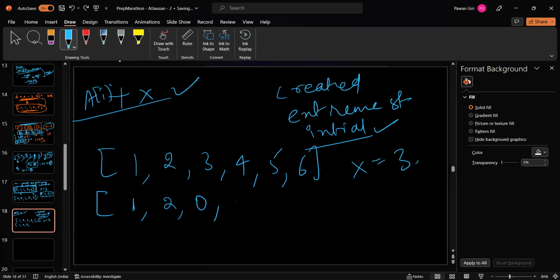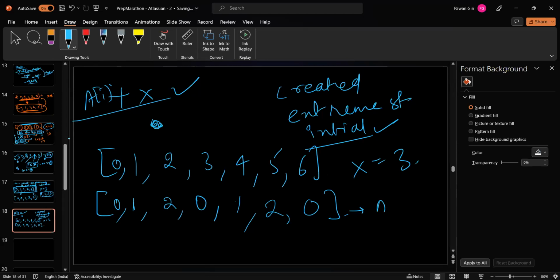Okay, 4 modulo 3 is 1, 5 modulo 3 is 2, 6 modulo 3 is 0. First we'll check if 0 is present in my array or not. If 0 is not present, then we cannot start. The basic requirement is that 0 should be present in my array. So let us take 0 also to get started.